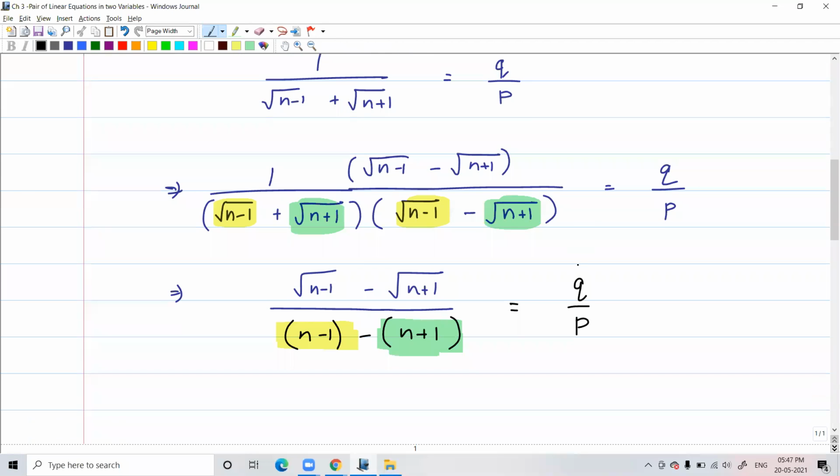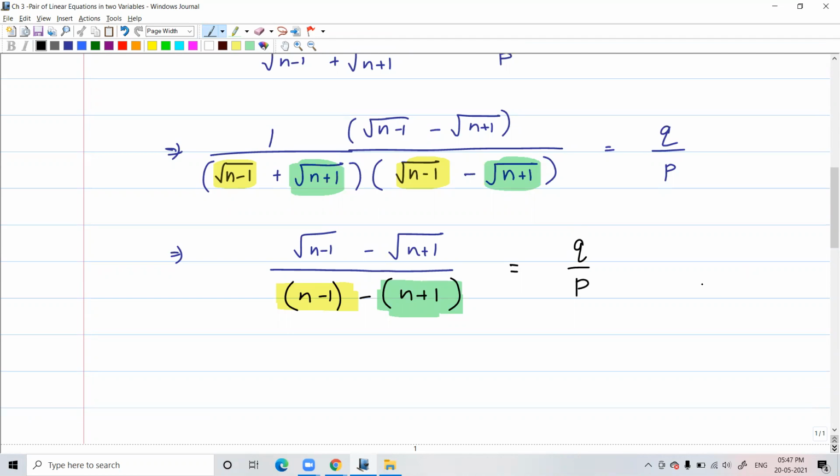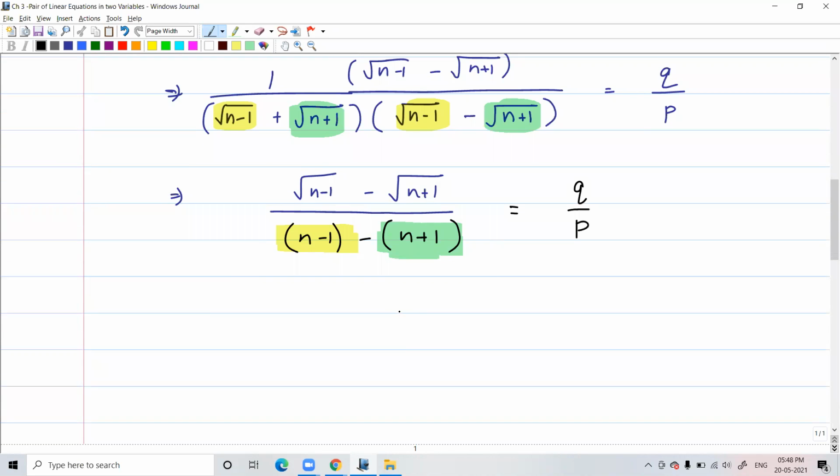So what we did was take a reciprocal and then multiply with the conjugate to rationalize the denominator. Now let's simplify the denominator here. What happens to the denominator? Can you tell me, guys? What should I write in the denominator? Numerator will be square root of n minus 1 minus square root of n plus 1. That's our numerator. What happens to the denominator?